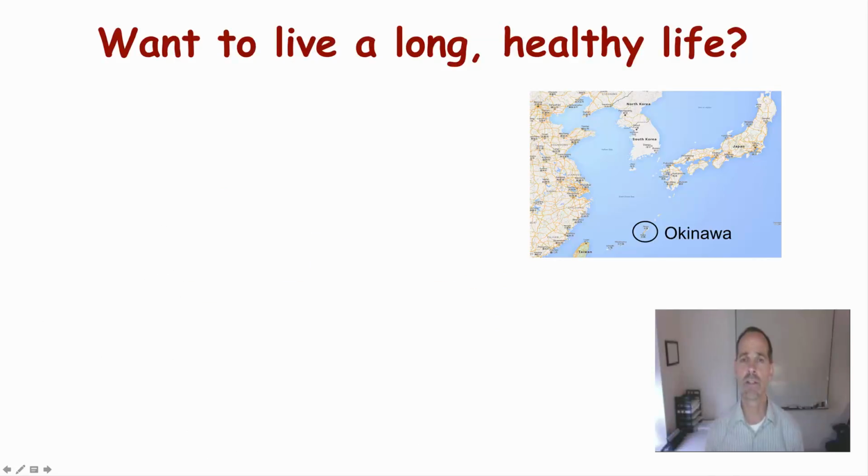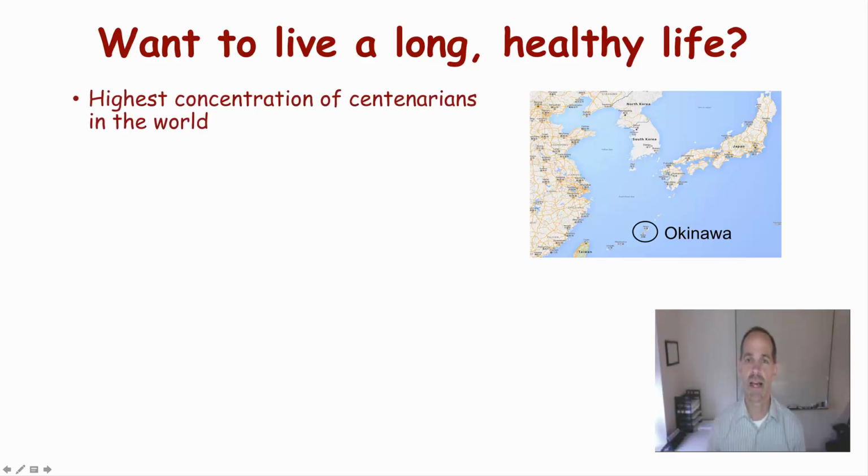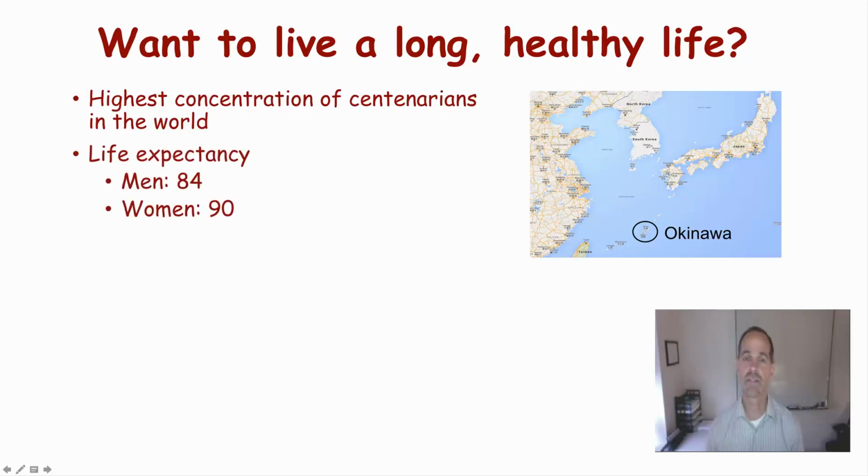So if we want to learn how to live a long, healthy life, we have to go to the people that have figured it out. And in that case, we go to Okinawa, Japan. This island boasts the highest concentration of centenarians in the world. There, the women live to be an average of 90 years of age, and the men 84.